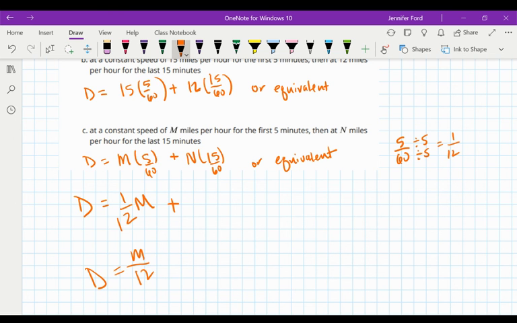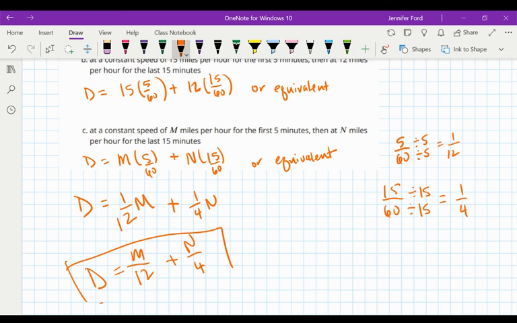And then 15 over 60, if I was going to reduce that down, I think it goes in 4 times. 15, 30, 45, 60. Yeah, so 4 times. So 1/4 of n, or n over 4. This is probably how I would do it. And this equation is equivalent to the other two equations. They're just all different ways of writing that same fraction.